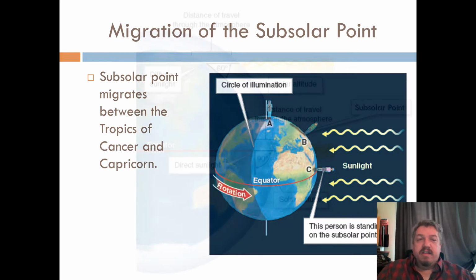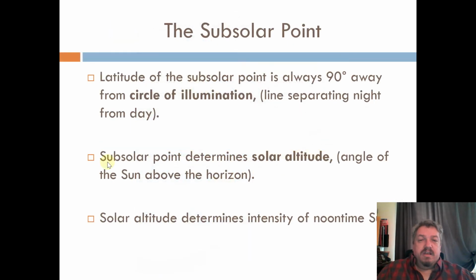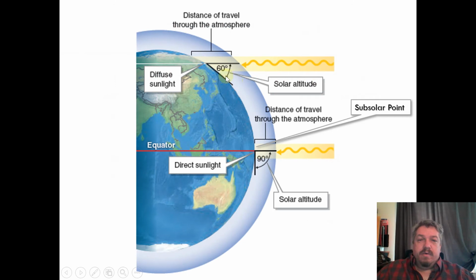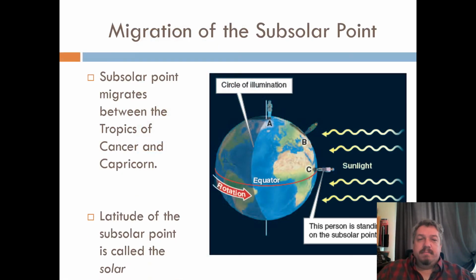So let's go back to those definitions. That's the circle of illumination. That's the half of the globe that's illuminated by the sunlight. The subsolar point is always in the middle, right? And the subsolar point determines altitude, how high the sun is, or the intensity. Now, this is the Earth not tilted. So this would happen in the spring, but we know the Earth tilts. So if the Earth is tilted, the subsolar point is going to migrate.